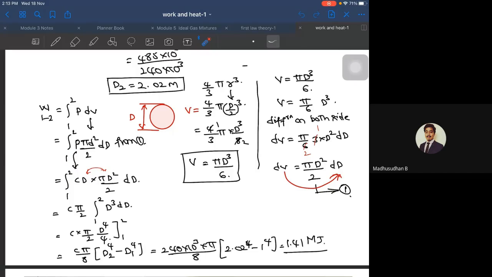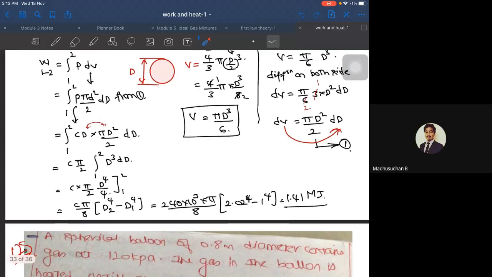Okay. Now, taking out the constants. So what are the constants here in this particular expression? C and pi by 2. So C and pi by 2 are the constants I'll be taking out. So D into D square is D cube. So what is the integration of D cube? D to the power 4 by 4. So here 2 into 4 is 8, which I have written here. Okay. D to the power of 4 over the limits 1 and 2. So D2 to the power of 4 minus D1 to the power of 4. Clear?